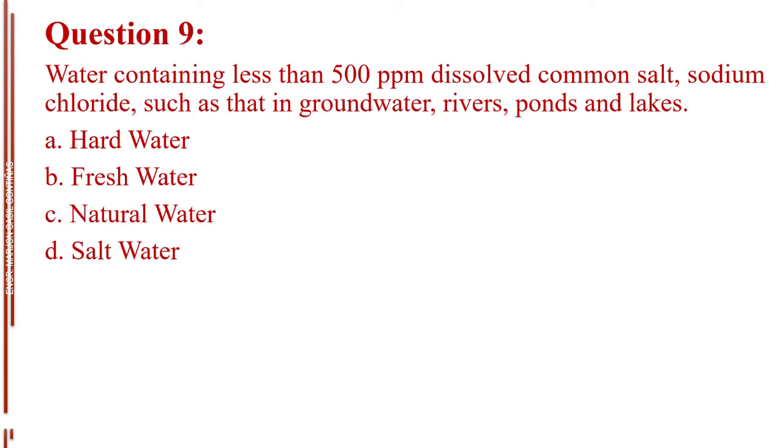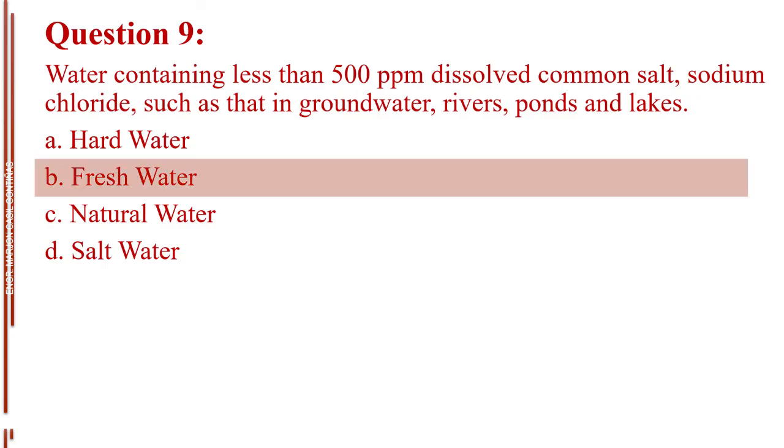Question number 9. Water containing less than 500 ppm dissolved common salt, sodium chloride, such as that in groundwater, rivers, ponds, and lakes. Letter A, hard water. Letter B, fresh water. Letter C, natural water. Letter D, salt water. The answer is letter B, fresh water.